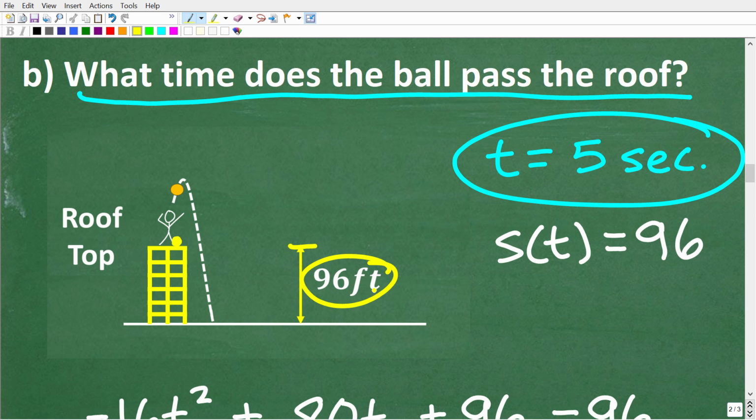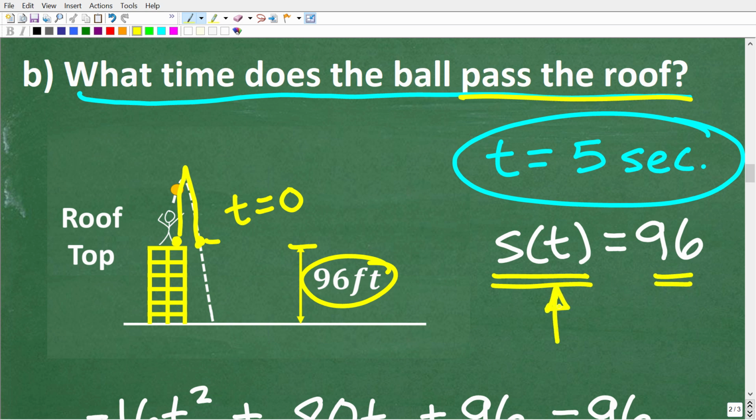Okay, so what time does the ball pass the roof, or what time is the ball at the roof? Well, if we think about it, time equals 0. The ball right there is at 96 feet, right? That, of course, is the height of the roof. But there's going to be another time, where the ball is on its way down, that it's passing the roof. So what we need to do is set that position function equal to 96 feet, and then again solve for t, which is the time in seconds.